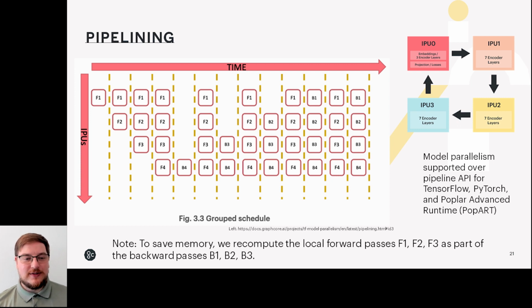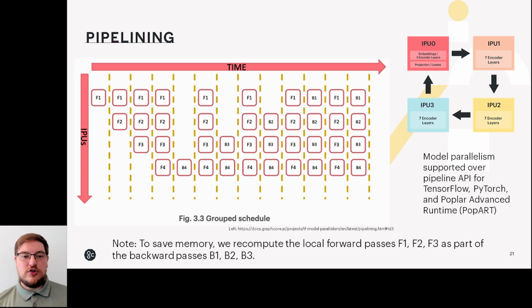We start the pipeline with a forward pass on IPU 0. The data gets sent to IPU 1 and processed there with a respective forward pass, while IPU 0 is processing the next batch of data. This continues until we're ready for a backward pass. Then we group forward passes and backward passes. To save memory, we recompute the local forward passes F1, F2, and F3 as part of the backward passes B1, B2, B3.